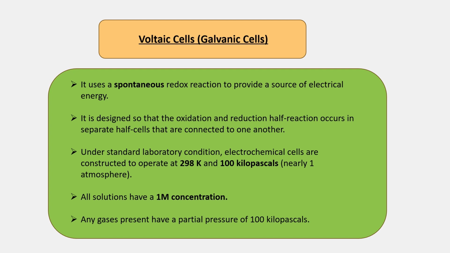It is designed so that the oxidation and reduction half reactions occur in separate half cells that are connected to one another. Under standard laboratory conditions, electrochemical cells are constructed to operate at 298 K and 100 kilopascals. All solutions have a 1 M concentration. Any gases present have a partial pressure of 100 kilopascals.